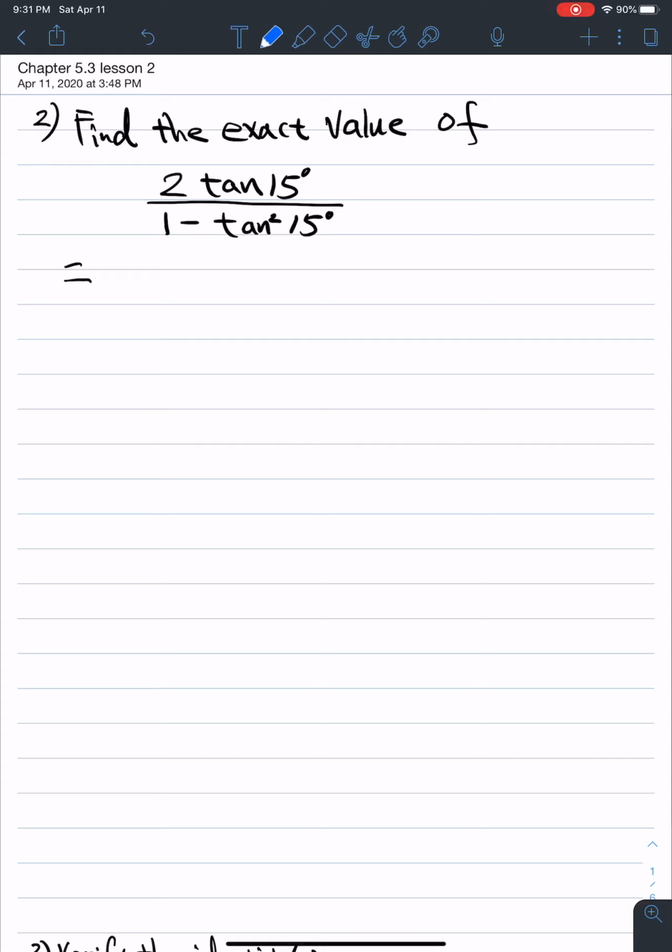So let's begin example 2 from 5.3. So that formula looks like what? It looks like the tangent double angle. So we can use the formula. So I got the tangent double angle.